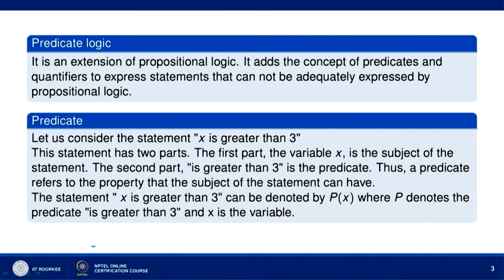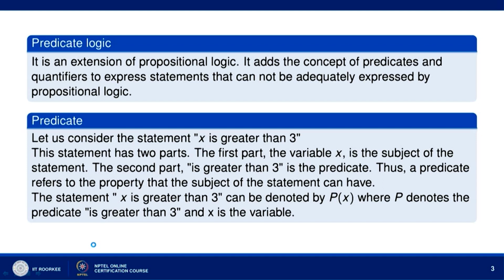Now, let us see what is a predicate. Let us consider the statement x is greater than 3. This statement has 2 parts. The first part is the variable x, which is called the subject of the statement. The second part, is greater than 3, is the predicate. Thus, a predicate refers to the property that the subject of the statement can have.